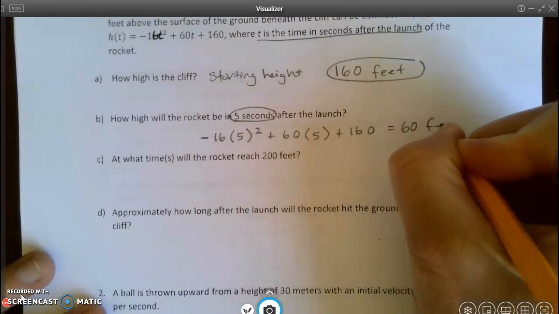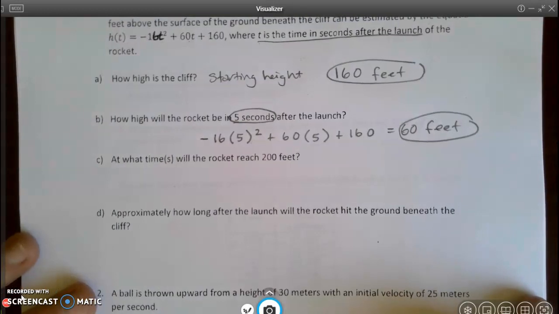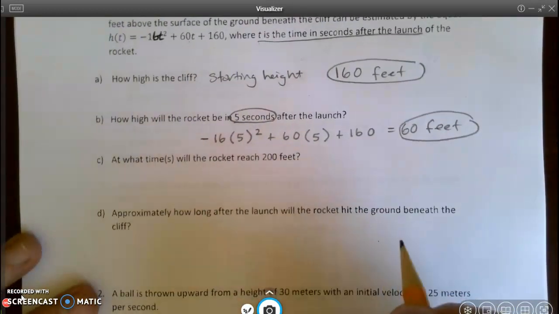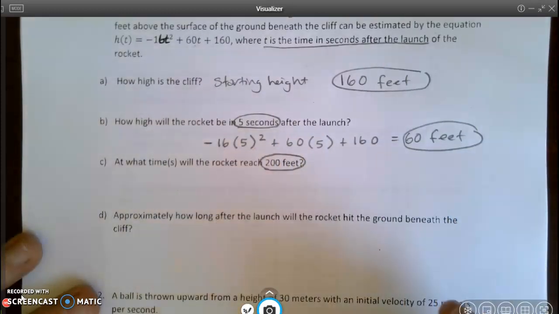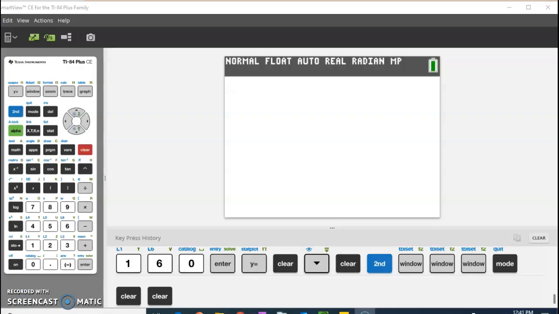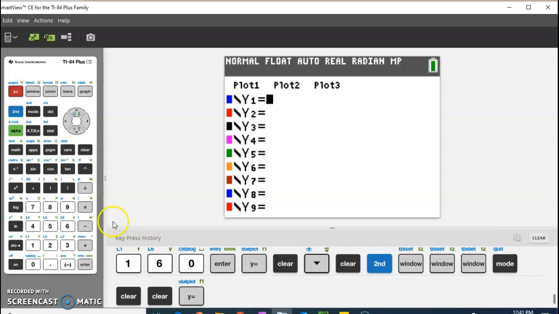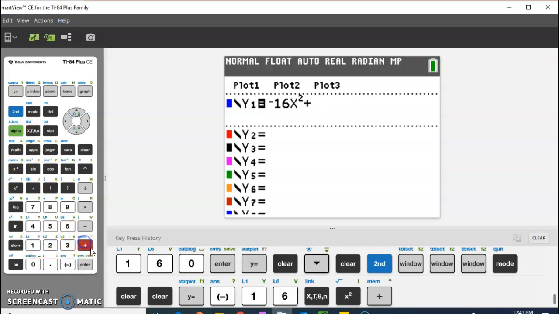Right, my next question asks, at what time or times will the rocket reach 200 feet? When will the rocket reach 200 feet? I'm going to go to my calculator, go to y equals, and type in the equation that I've got here. I'm going to, of course, have to use x instead of t.